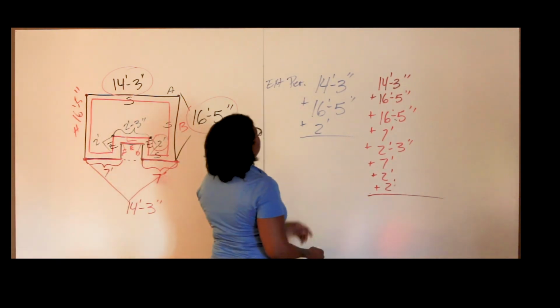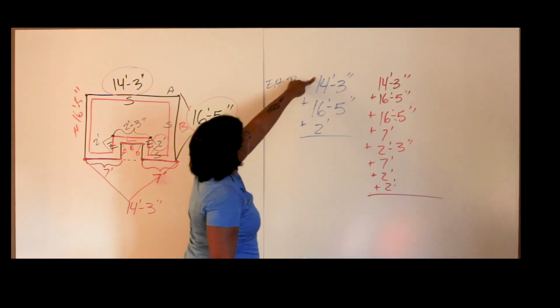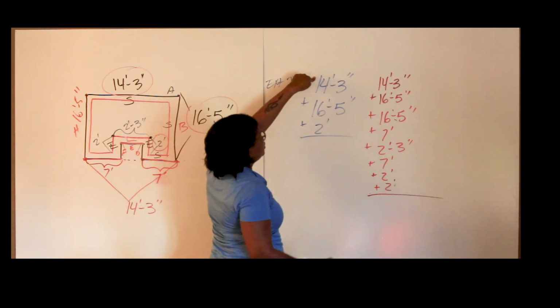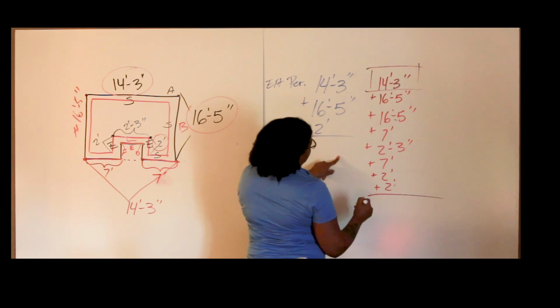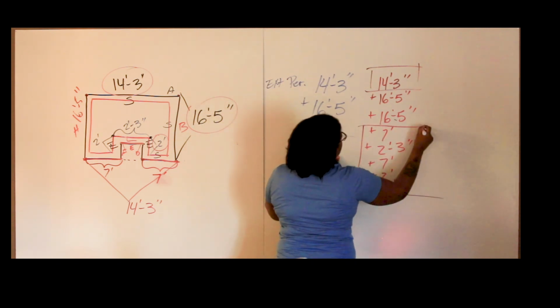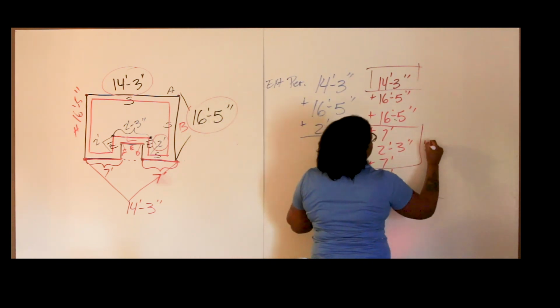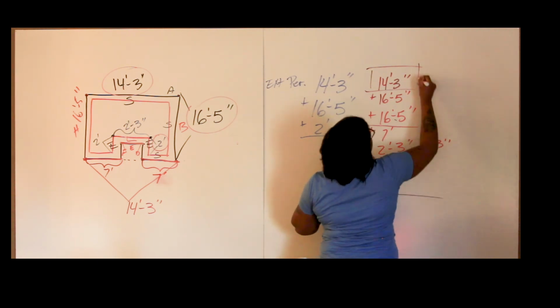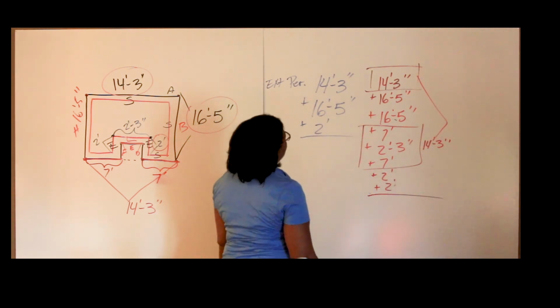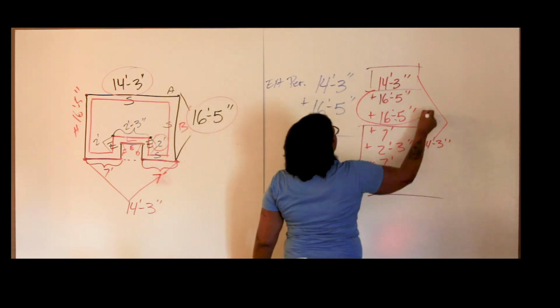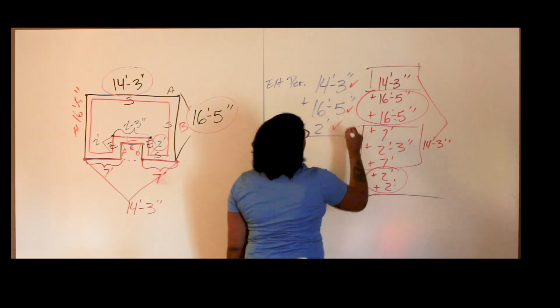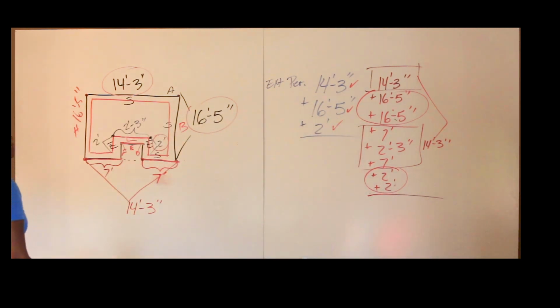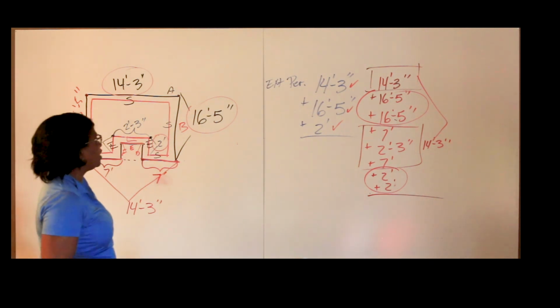Why? Because if we double this up, it's telling us we got 2 walls that's 14 feet 3 inches. That's one of them. And this is 2. This also represents 14 feet 3 inches. All right? And then we have 2 16 feet 5 inches. Check, check. And then we have 2 of those. Check. Capiche? All right. We add that together, we get the perimeter, and since we started, let's go ahead and work it out.